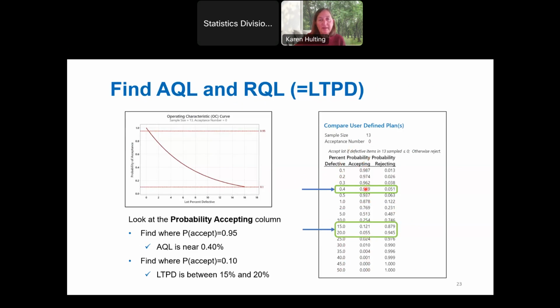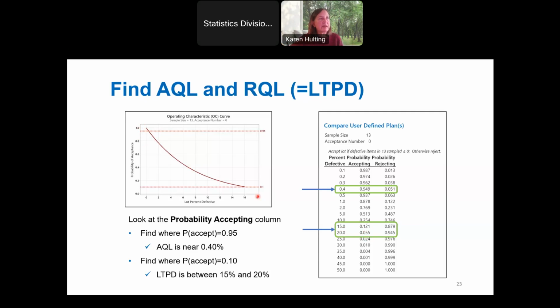Now I can find out that my 0.95 level shows up right around 0.4% defective, right? That's not 40% defective, that's 0.4%. So less than 1%. That's my true AQL for this acceptance sampling plan. And my LTPD, again, is out here in the 15 to 20 range, meaning that it takes a defective level up around 15 to 16 in order to have high confidence that we will reject that lot.